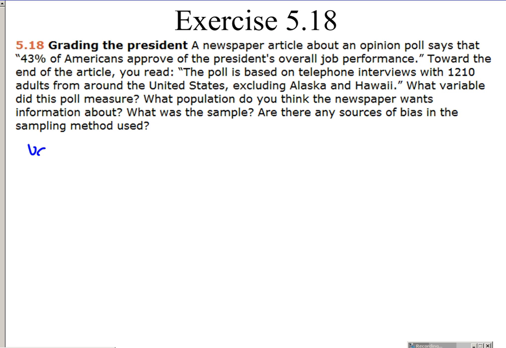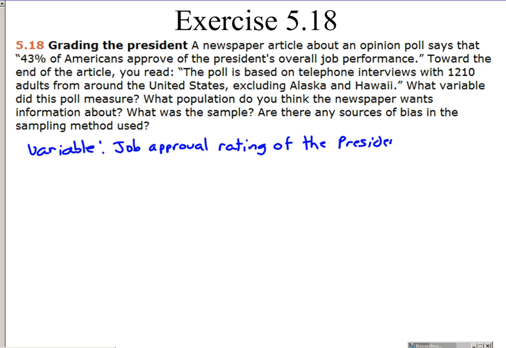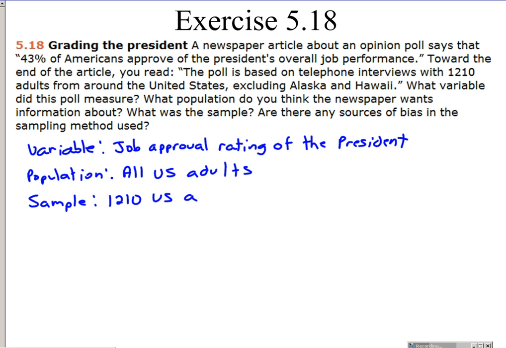First, our variable. What variable are we attempting to measure? The job approval rating of the president. What's our population? Probably all U.S. adults. What was the sample? 1,210 U.S. adults.